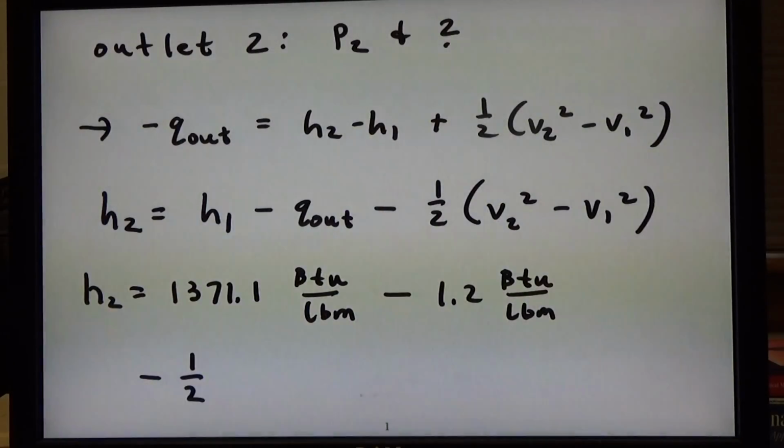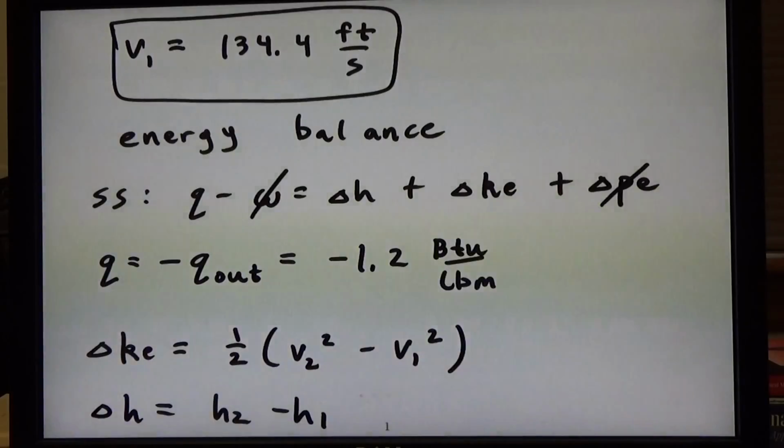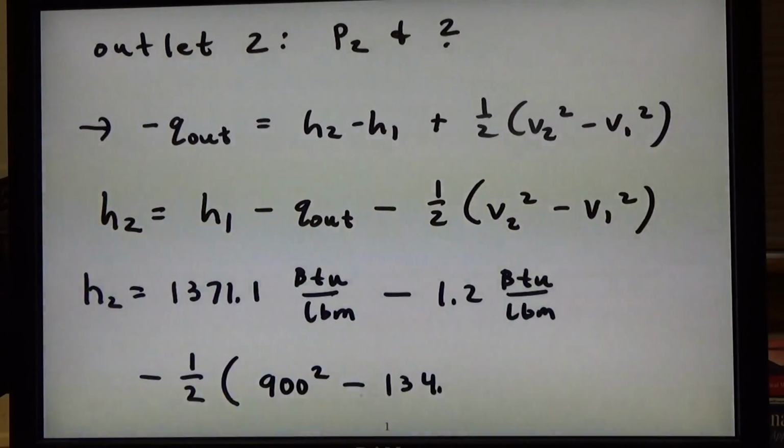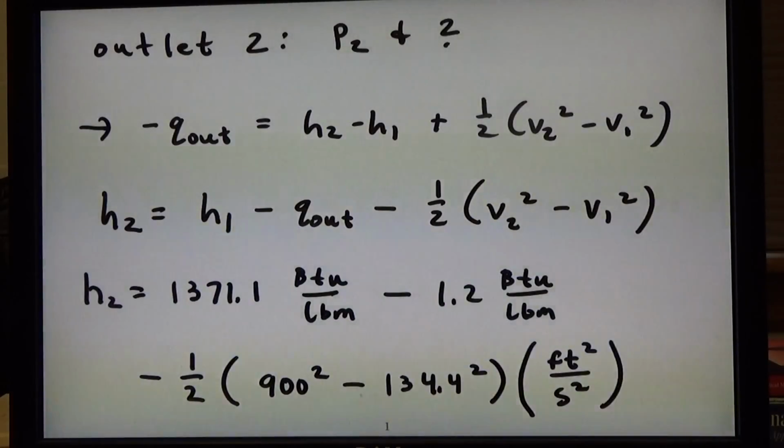Then we have 1/2 times V2 squared. V2 is 900. And V1 we found as 134.4. For the units on this term, we had velocity squared, so that's feet squared per second squared. So we'll need to figure out how feet squared per second squared compares to BTU per pound mass.